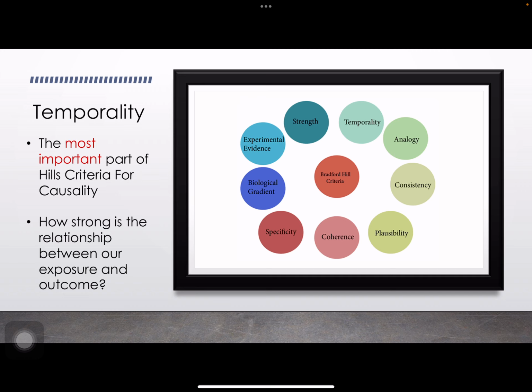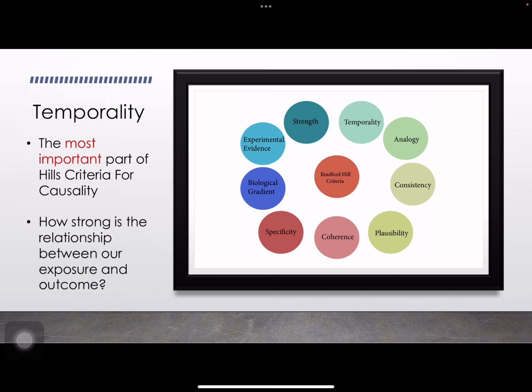Hill's criteria for causality is another important concept you will learn about in Intro to Epi. Essentially, it's a list of criteria that helps us determine the strength of a relationship between an exposure and an outcome. The more of these factors that are met, the stronger the relationship is considered to be. And temporality is really our main focus here, and it's number one on the list. It's the only one of these criteria that must be present in order for any causal relationship to be established between an exposure and an outcome.